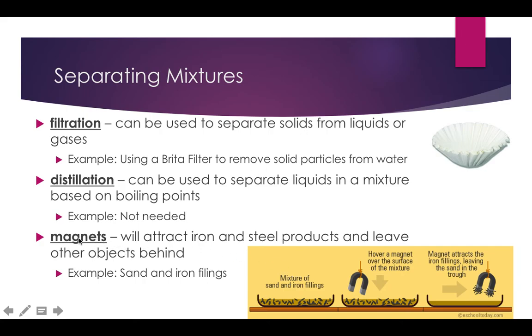But magnets are pretty cool because they can attract iron, steel, and other metal type products and leave everything else behind. So if you were on the beach and you had a metal detector and there was some money buried underneath the sand, you could hover a magnet over it just like this, and it would attract all of the metal. So it can filter out some of that kind of stuff. So these are the three ways we will take a look at in separating mixtures. So please make sure you know this. It seems like a very good multiple choice question at some point.